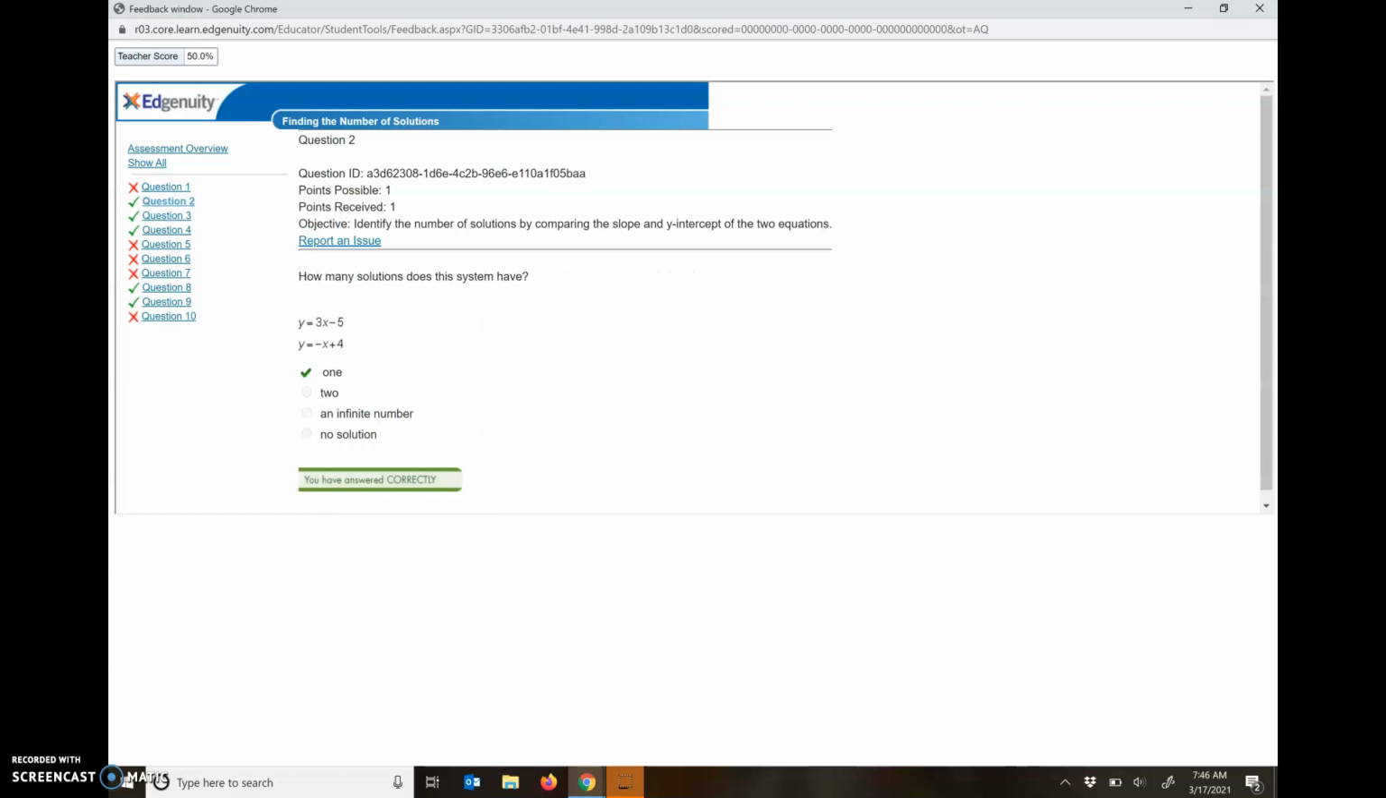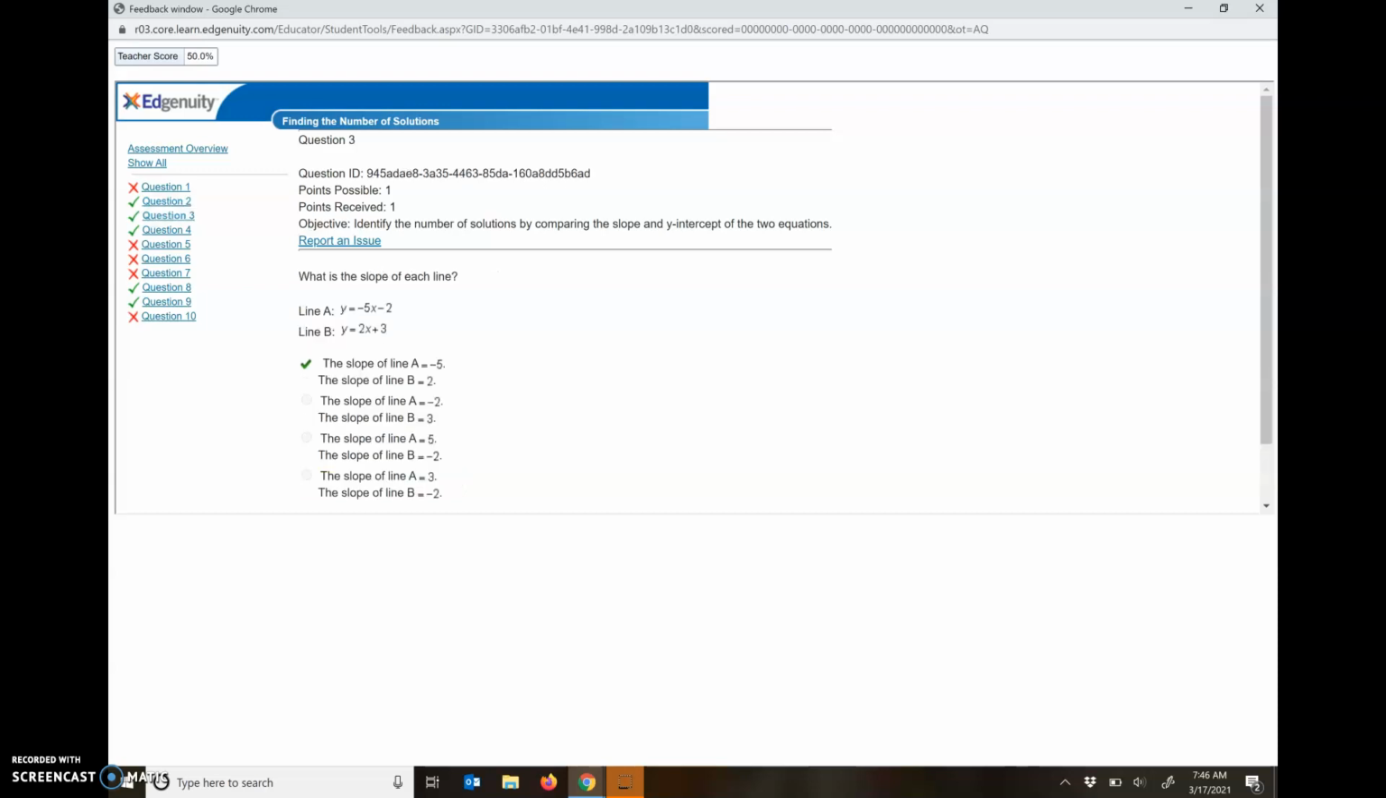With equations, like this one, if the number in front of the y and the number in front of the x are different and they can't be multiplied to be the same, then it's going to be one solution. Like y and y are the same, that's one y on top, one y on bottom. But that's a 3x on top and a negative x on bottom. So that's why that one's right with one solution.